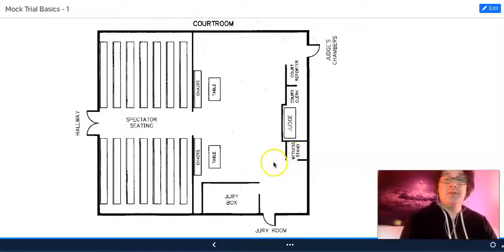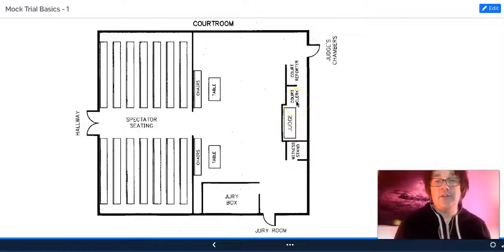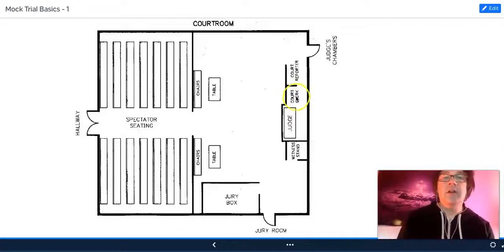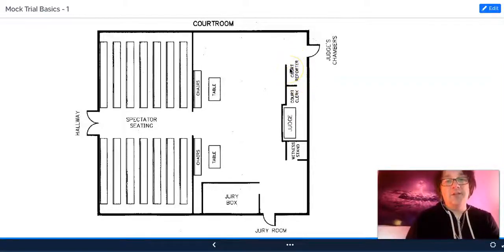So witnesses would be called up, come up to the witness stand. You can see that there's also space here for the court clerk and the court reporter. I'm basically going to be taking a transcript of everything that's happening during the trial. This is spectator seating, so people can go into court. Pretty much every court is open to the public, so you can go to court and sit in and watch if you wish.